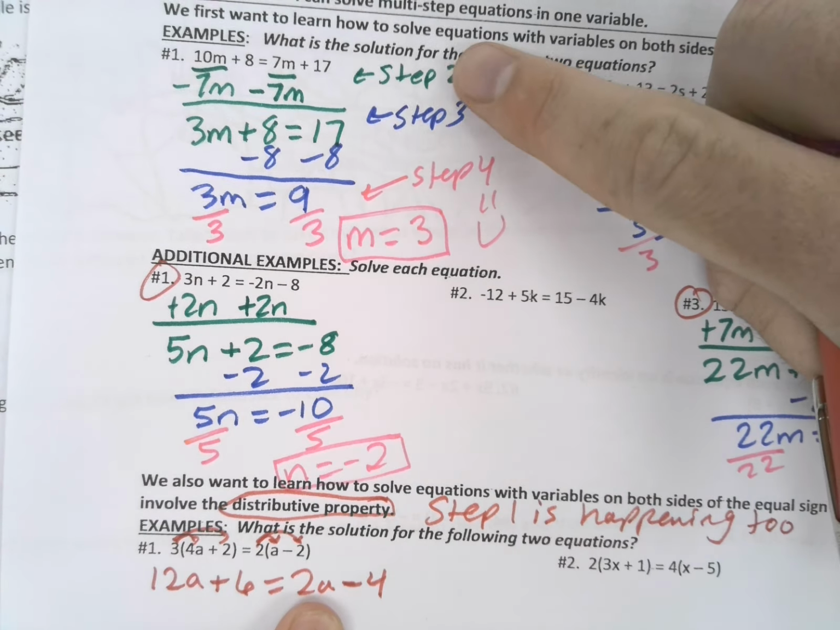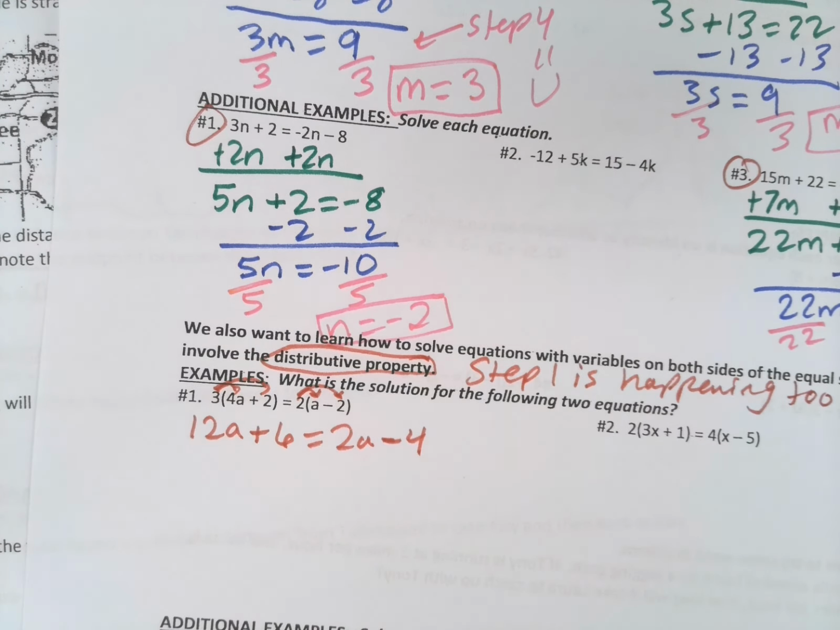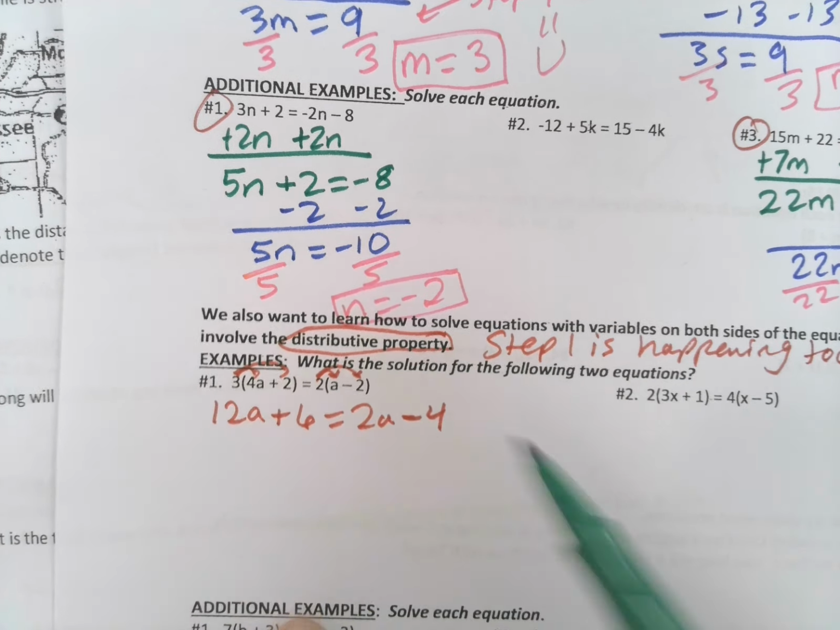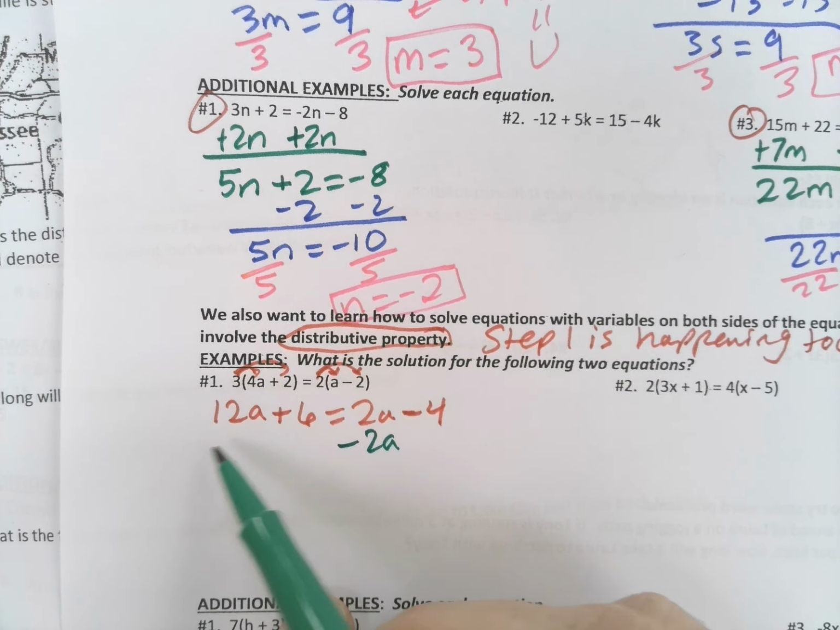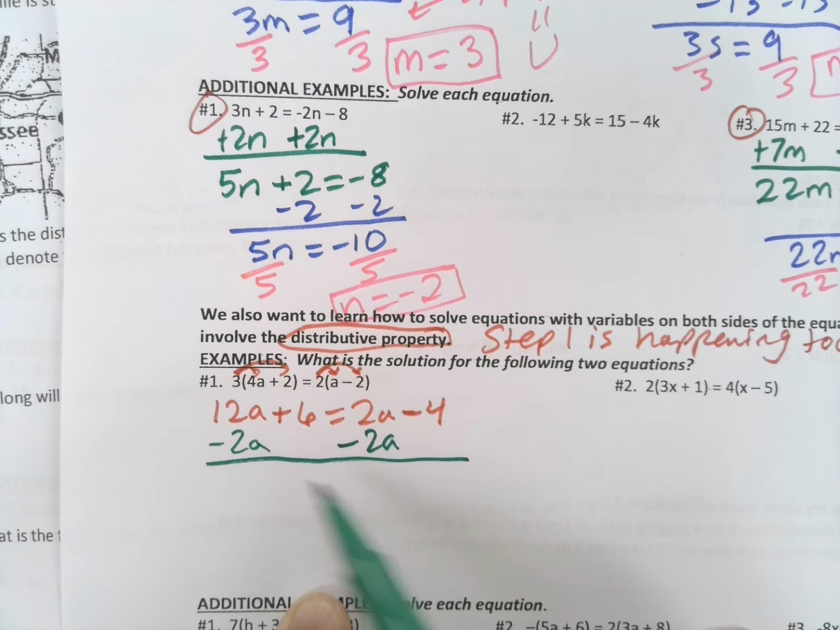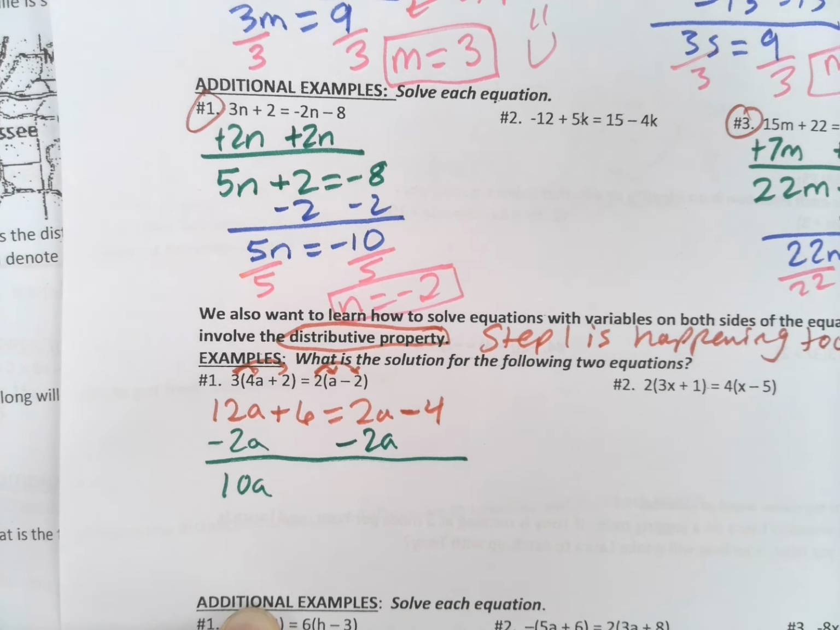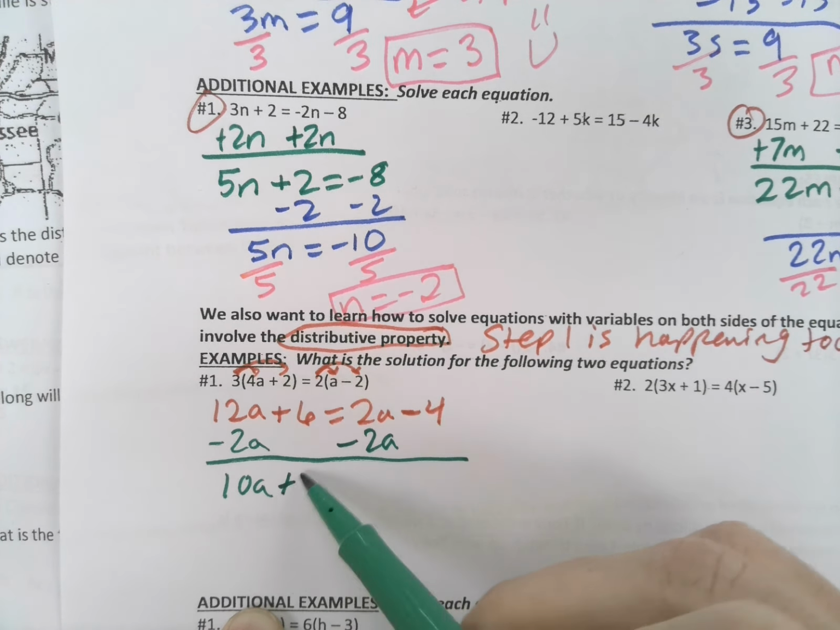We're ready for step 2 now. And so, guys, that's the only difference here. These problems may look scarier, but really, they're just one extra step. So step 2, subtract 2a over: 10a plus 6 equals negative 4. Step 3, I'm going to subtract 6 over: 10a equals negative 10. Negative 4 minus 6 is negative 10.